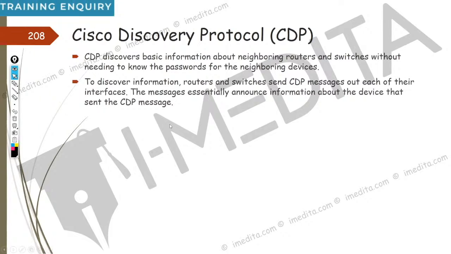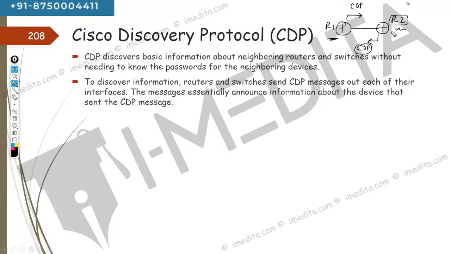To discover this, they periodically send messages to each other. Let's say I have two routers connected with each other. This router will be sending a CDP message, and similarly, this router will also be sending a CDP message to the other router. That way, this periodic CDP message indicates to this router that there is somebody with hostname R2 here, and in a similar way, R2 also knows about R1.